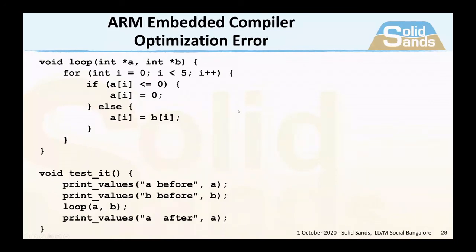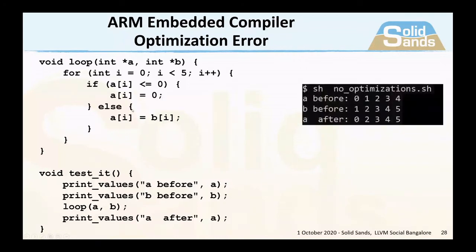Now let's look at a bit more exciting optimization error that we found in an embedded ARM compiler. Here again, we are looping, this time 5 times. As an input, we use integer pointer A and integer pointer B. And for each iteration, we check whether the value of A is smaller or equal to 0. And if that's the case, we set A to 0. If that's not the case, we copy the value from B to A.